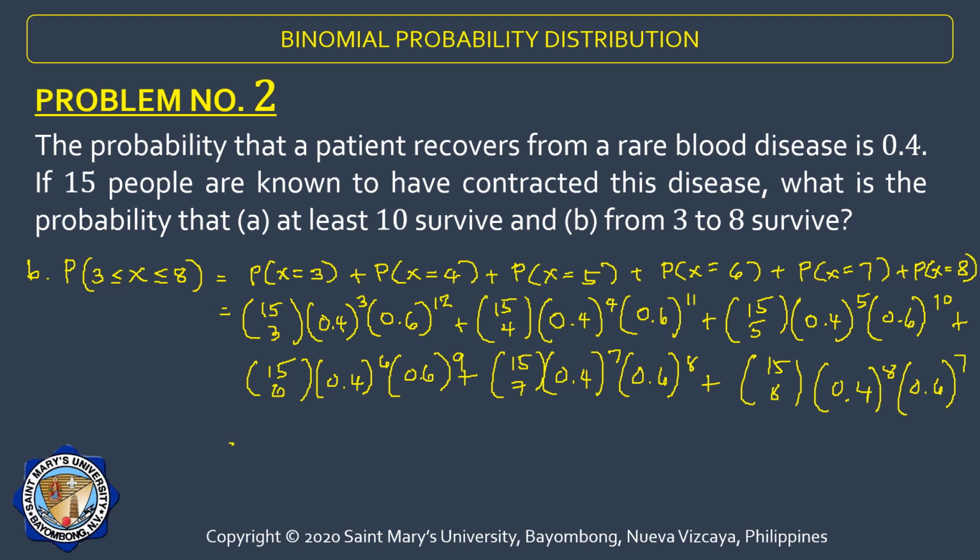So as you can see, when you add the exponents, it is always 15. So using your calculator, probability that x is greater than or equal to 3 but less than or equal to 8 is approximately equal to 0.8778. So this is the probability that from 3 to 8 survive.